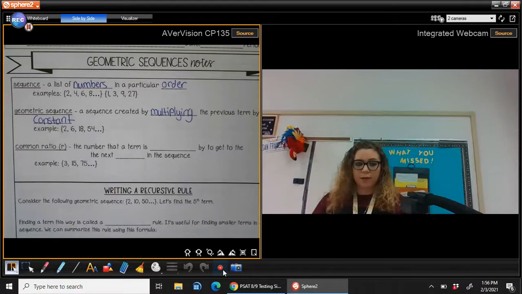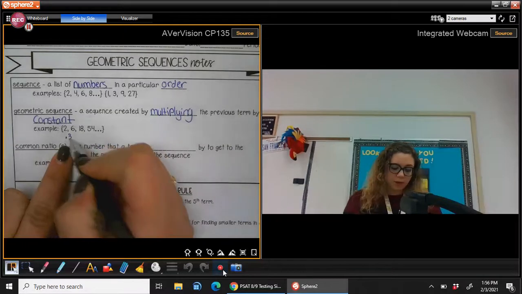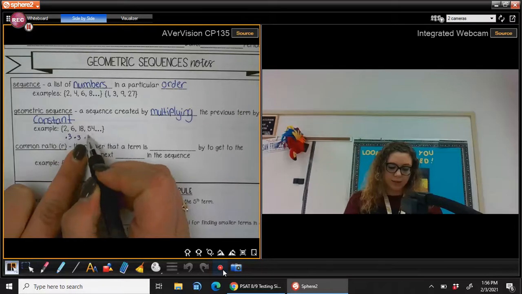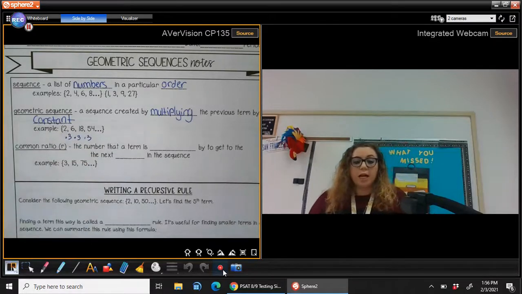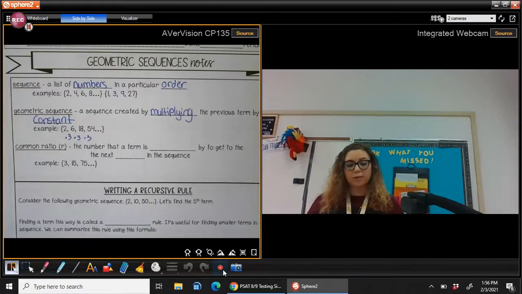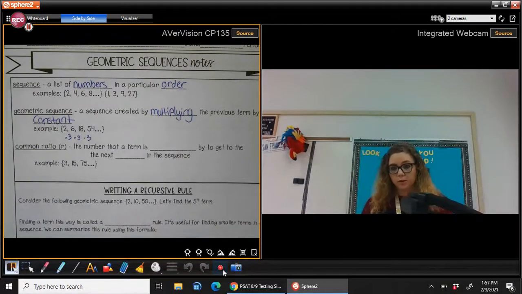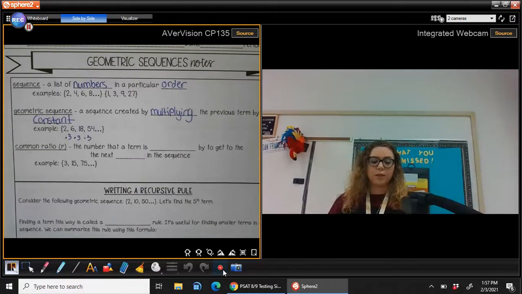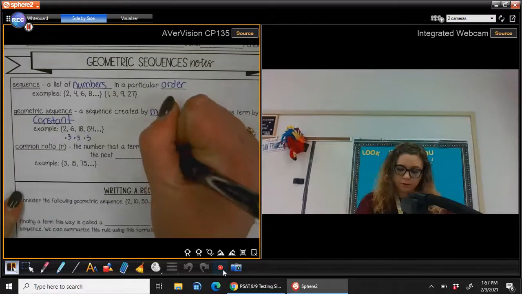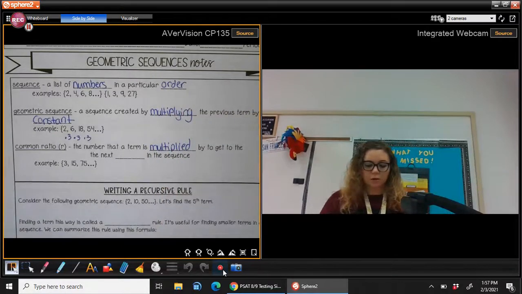So for example, 2 to 6, you're multiplying by 3. 6 to 18, multiplying by 3. So 6 times 3 is 18. 18 times 3 is 54. So on and so forth. You're not adding this time, you are multiplying. That's when you know it's geometric, when you're multiplying. You know it's arithmetic if you're subtracting or adding. There is a difference. The common ratio is the number that the term is multiplied by to get the next term.